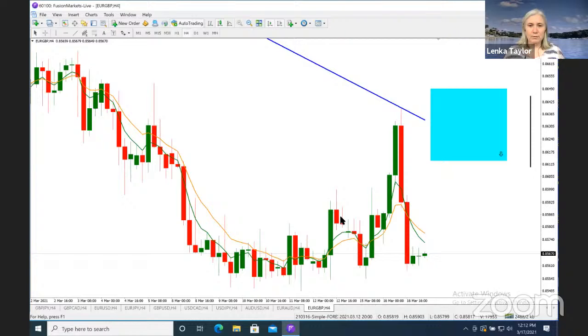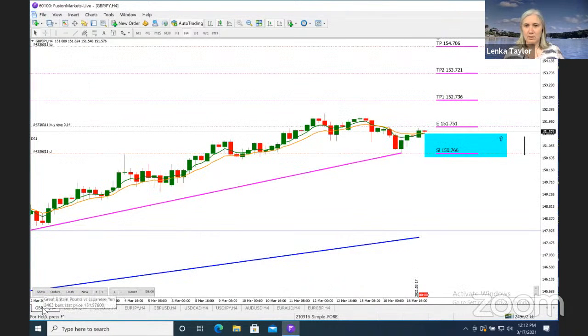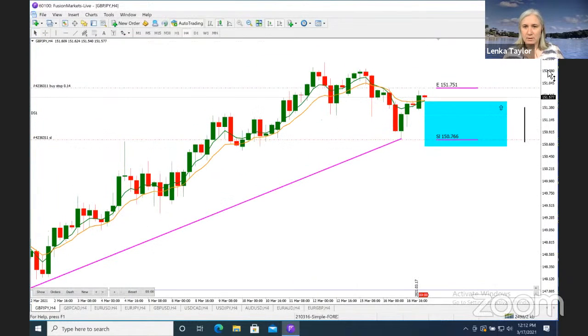All right, let me know if you have any questions. I'll check the chat box. Okay, GBP/JPY. I went long last evening on bar 3. Bar 3, okay, yep, that's a good setup too. Awesome.